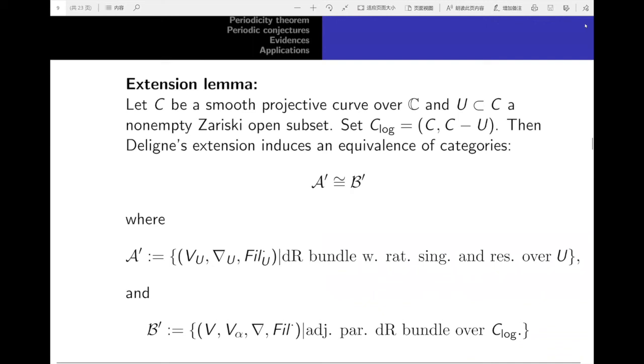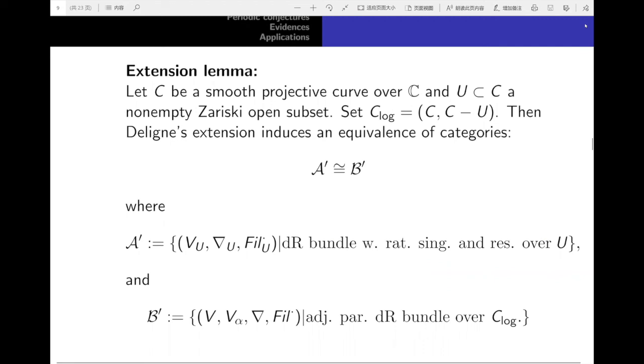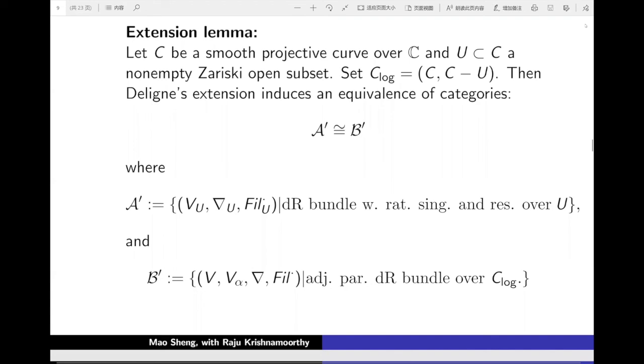And we have two technical lemmas. One is the extension lemma, a refined version of Iyer-Simpson's result. You see, C is a projective curve, U is an open subset, and C log is C with the complement of U. Then the Deligne extension induces an equivalence of categories. The left-hand side is the Deligne bundle with rational singularity along D and rational residue along D. Rationality means the eigenvalues of the residue are roots of unity. This topology is just quasi-unipotent. I'm sorry, Mao, you don't mean roots of unity, you mean in Q.